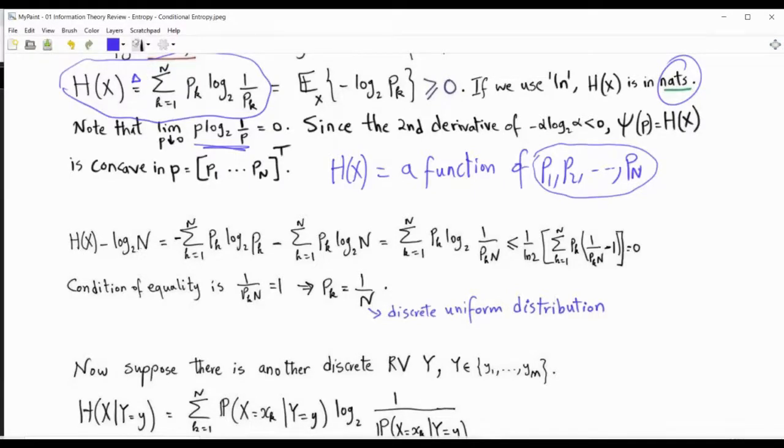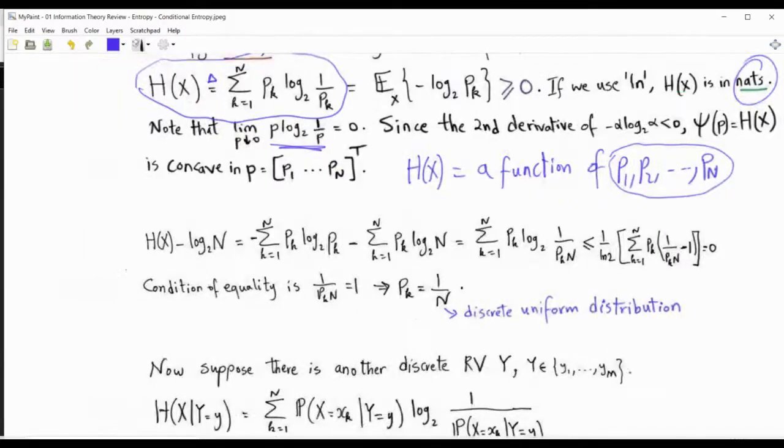Take h of x minus log n to the base 2. So again, the discrete random variable till now is assumed to take a finite number of values, and specifically n values. Now, if the discrete random variable is uniform, so if x is uniform, it means that the probability bk is equal to 1 over n for every k.